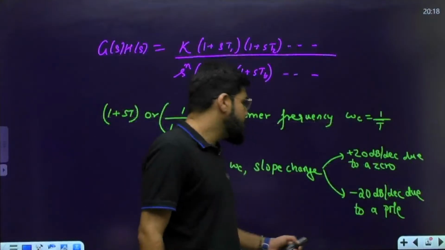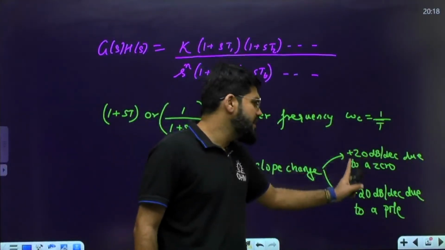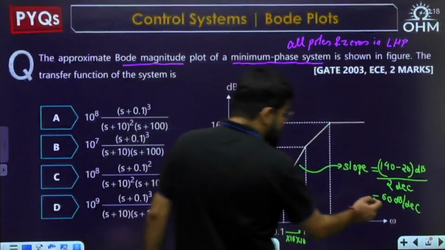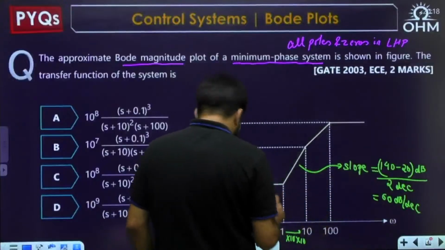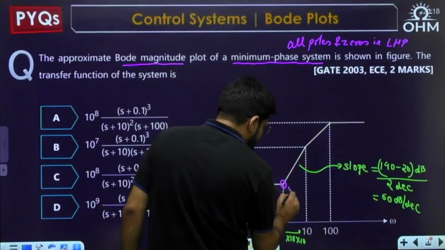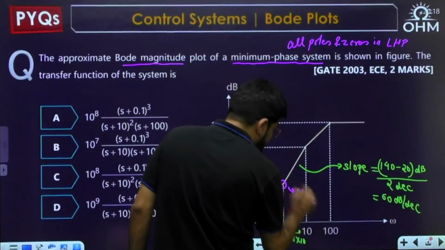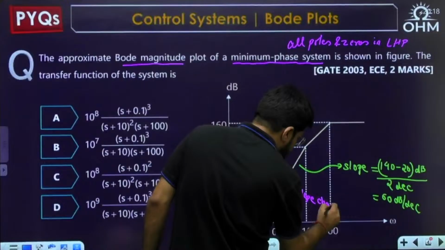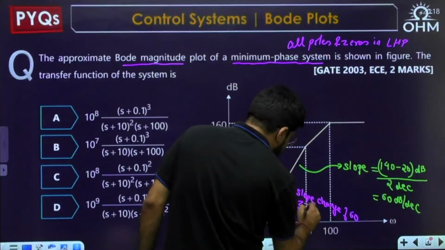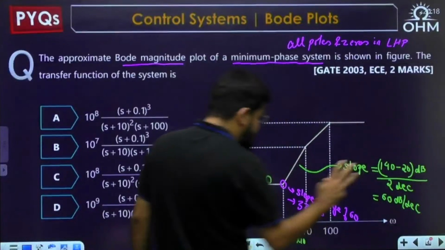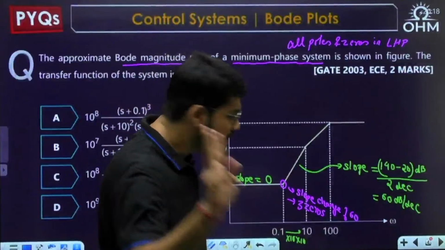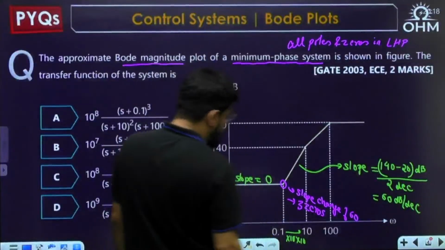Now, as I told you, there is a slope change of plus 20 decibel per decade due to a single zero. But here there is a slope change of 60. Here the slope changes from 0 to 60. That means how many zeros are located here? Because it is plus 60, it is equivalent to 3 zeros.